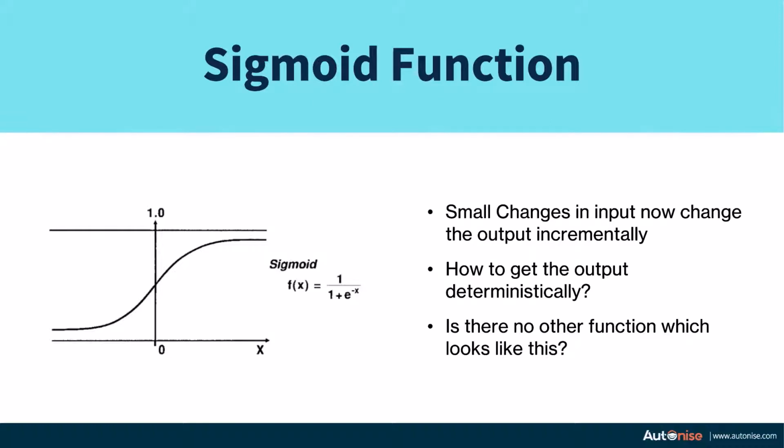The next question that comes to mind is, is sigmoid the only function that looks like this, which gradually changes its values and is 1 when x tends to infinity and is 0 when x tends to minus infinity? Is there no other function which looks like this? That's not true. There are many other functions which look like this and behave like the sigmoid function. I'll show you one more example, which is the tan inverse x, and there are many other functions.